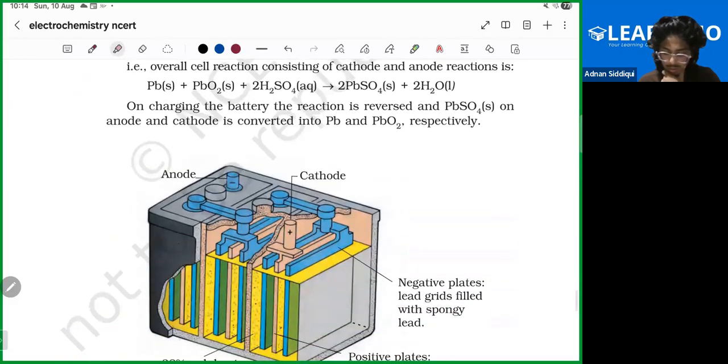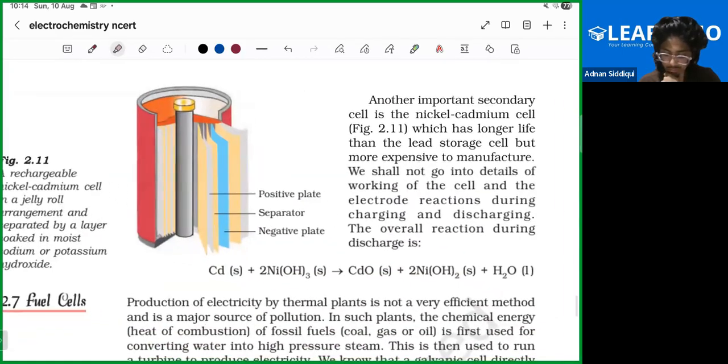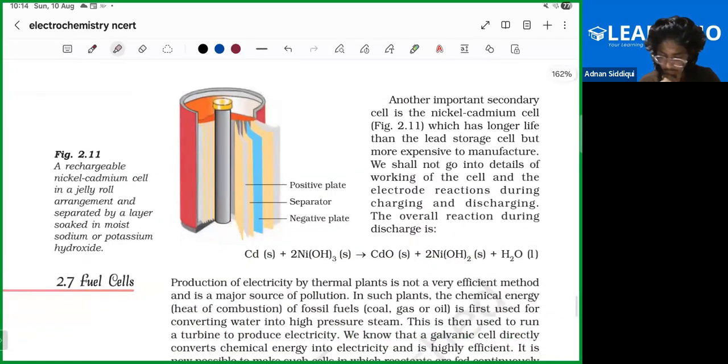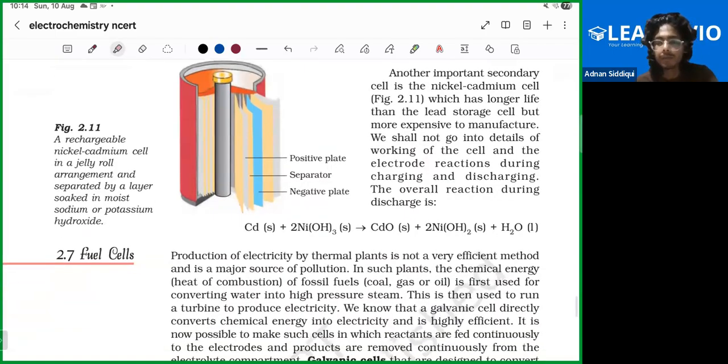On charging the battery, the reaction is reversed. So this is basically theory stuff. You can read it from this. I will add it to your notes. So what is the difference between primary and secondary battery? If somebody asks, how can you explain it in 2 minutes?